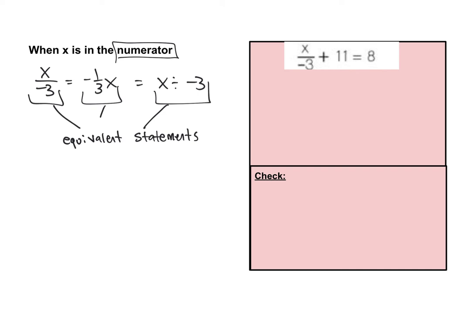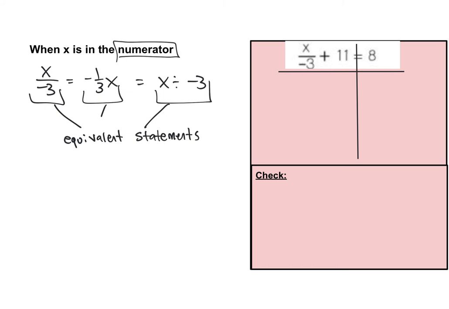We set up my t-diagram. Get going on that first step where I want to make a 0 out of my constant. So I'm going to subtract 11 from each side. And I end up with this x over negative 3 is equal to negative 3.